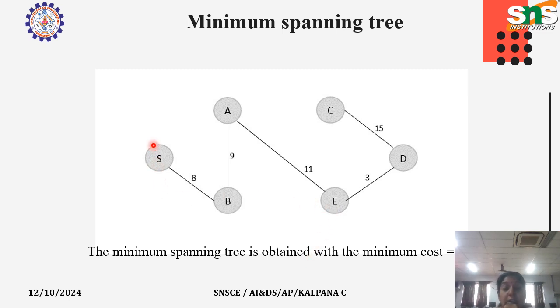Initially I have chosen S as the source node, and from S we have found the adjacency of S, B and the other vertex. Among those two vertices, I am choosing the minimum weight each time. So likewise, I am finding out the minimum spanning tree.